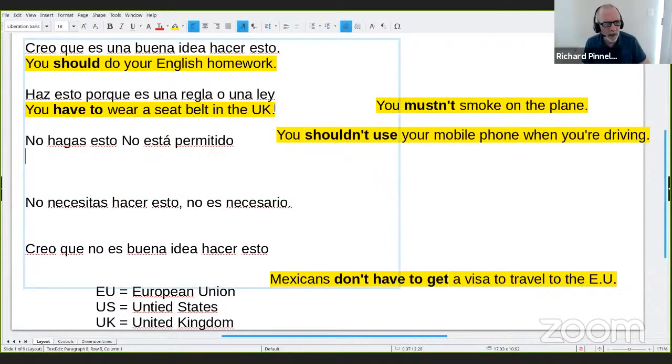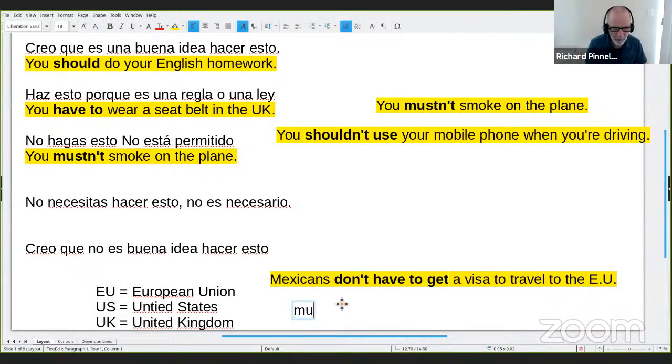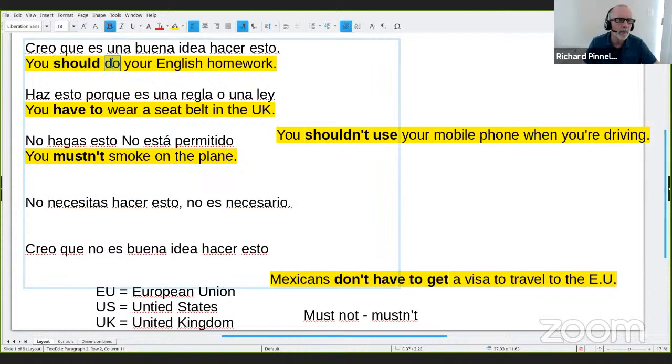That one there, we're going to put it here, because this is something, algo que está prohibido. So aquí tenemos must en el negativo. El mustn't realmente es la contracción de must not. Decimos mustn't. So ya tenemos tres reglas. La primera regla es should, más verbo principal para recomendaciones. Have to, plus verbo principal para leyes o reglas. Y must, más la palabra not, más el verbo principal para cosas que son prohibidas.